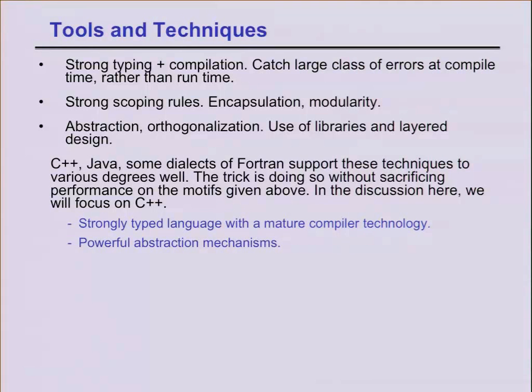You want to have a system that has strong typing and compilation. So if you've written programs in C, C++, things like that, Fortran, what you do is you write a program, you write a module even, just a subroutine, a piece of a program, and then you compile it. You catch a large class of errors at compile time rather than runtime, particularly if the language is strongly typed. That is, every variable has to be completely defined in terms of what it is and what it's allowed to do.